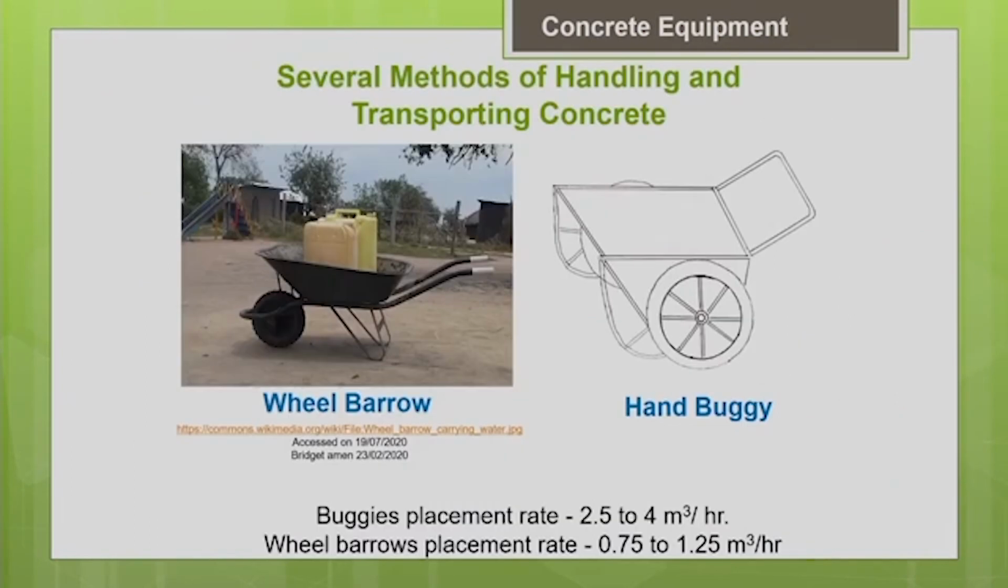So, this picture again shows you the comparison of your wheelbarrow, a wheelbarrow with a single wheel, and a hand buggy with 2 wheels. So, you can compare the placement rate. Your buggy is giving you a placement rate of maximum 4 meter cube per hour, but a wheelbarrow can give you a placement rate of maximum 1.25 meter cube per hour only. So, the best thing is, to have better productivity, you should go for power driven buggies which can give you better speed and better placement rate.